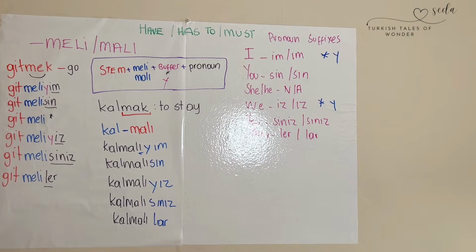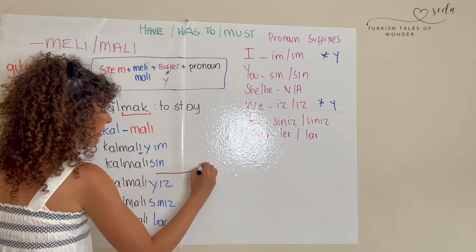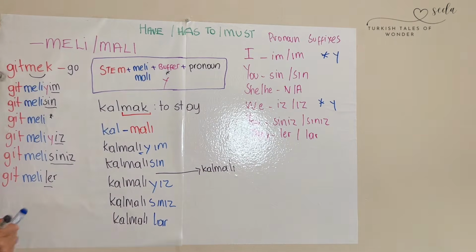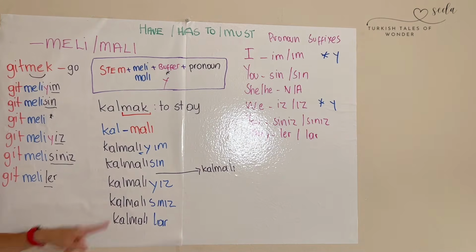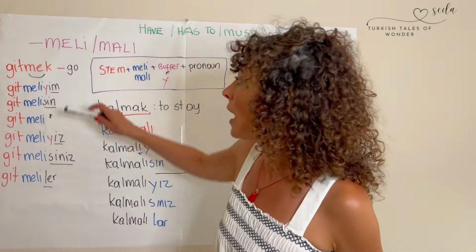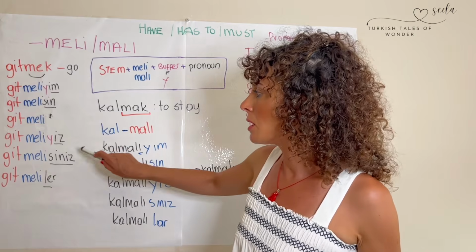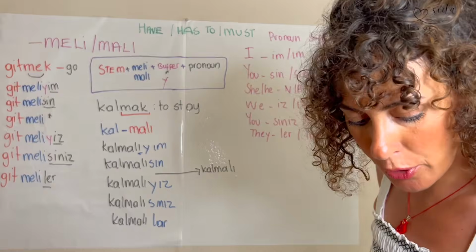What did I do here? 1, 2, 3, 4, 5. Let's write it here. Kalmalı, without any suffix. I must stay. You must stay. He, she must stay. We must stay. You must stay. They must stay. And here, I must go. You must go. He, she must go. We must go. You must go. They must go.